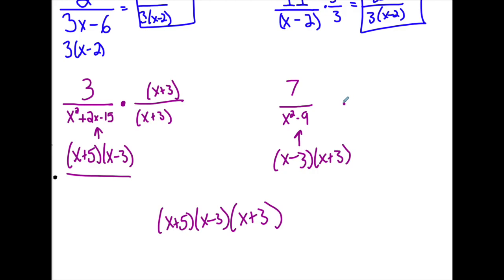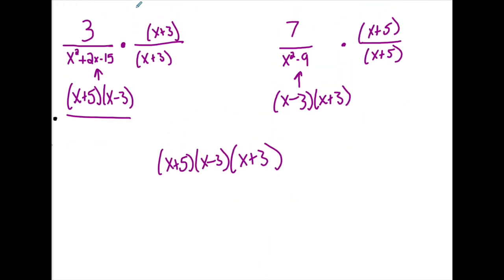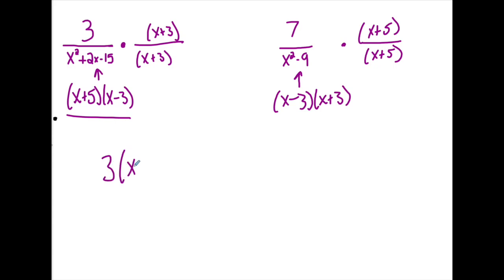What's this one missing? This one's missing an x plus 5. So this one I'm going to multiply by x plus 5. And again, because you multiply by the same thing on the top and the bottom, the expression itself maintains the exact same value, right? Because you're multiplying by 1. So I've got 3 times x plus 3 over x plus 5, x minus 3. That was the denominator. And then I add in the x plus 3.